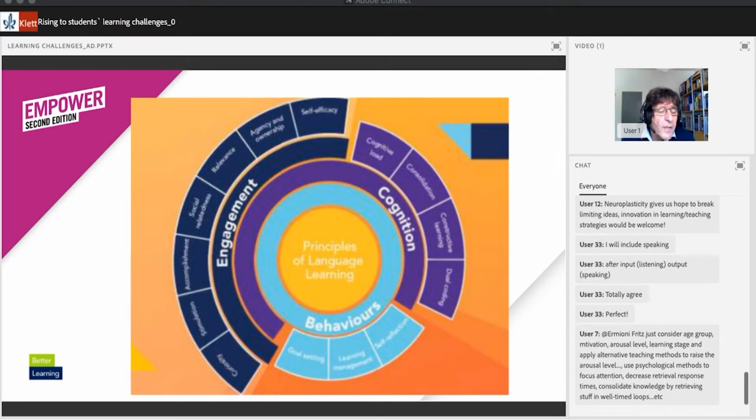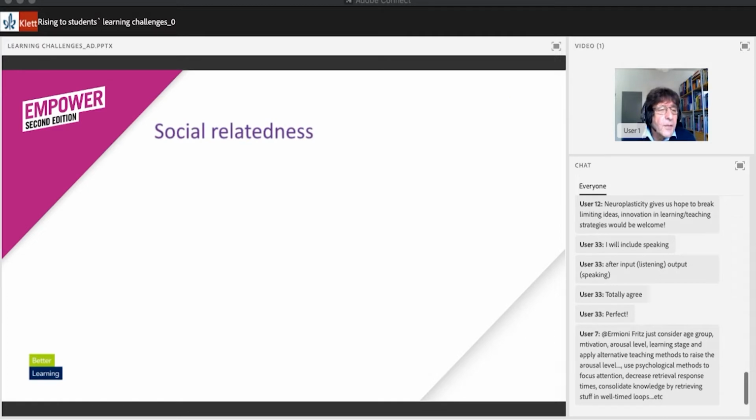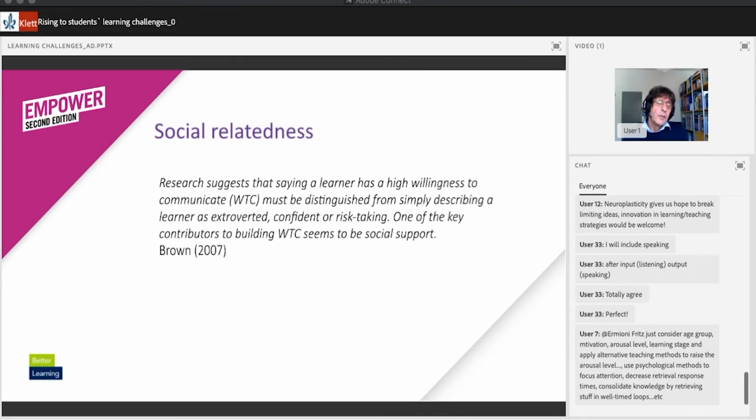I'd like to look now at the area of engagement, and in particular social relatedness. In other words, the social aspect of the classroom and the way students relate to each other. And again, I've got a quotation here from research. This is from H.D. Brown from his book Principles of Language Learning and Teaching.